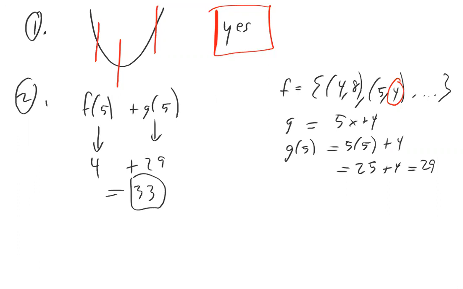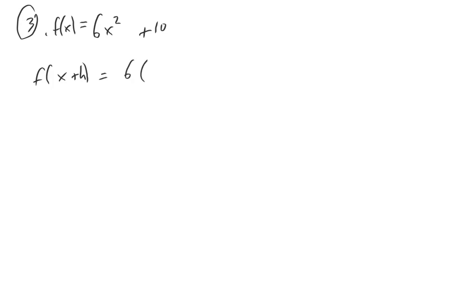Now let's try problem 3. The problem says 6x squared plus 10x. First of all, I'm going to plug in x plus h inside of it, because they already have x plugged inside of it. So f of x equals that. If I plug in x plus h inside of it, I would have 6 times x plus h squared plus 10.